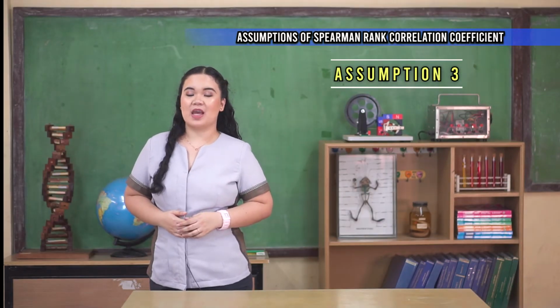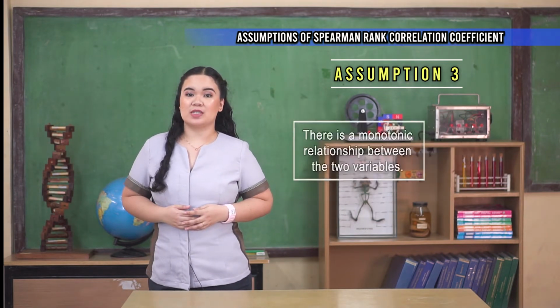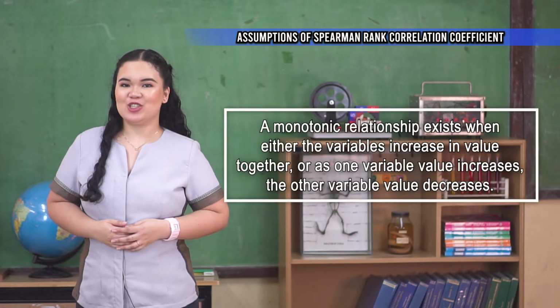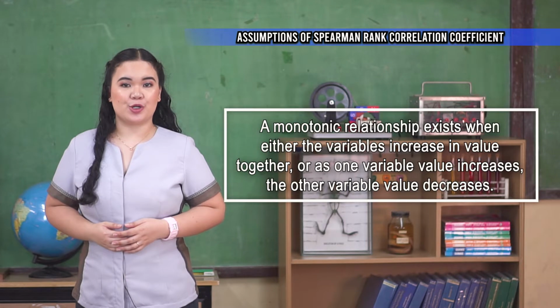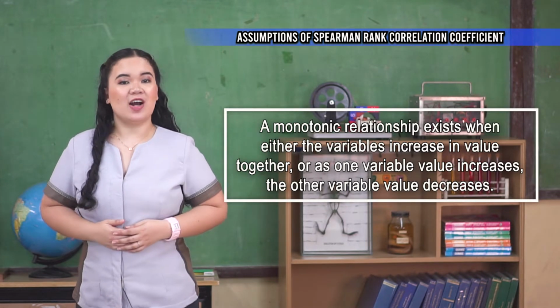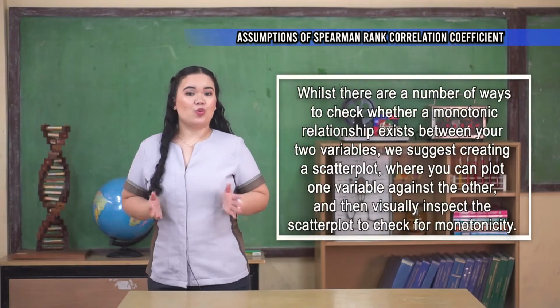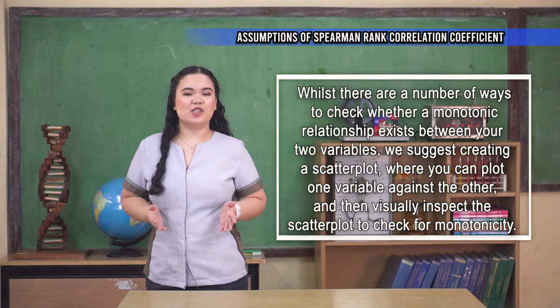Assumption 3. There is a monotonic relationship between the two variables. A monotonic relationship exists when either the variables increase in value together, or as one variable value increases, the other variable value decreases.